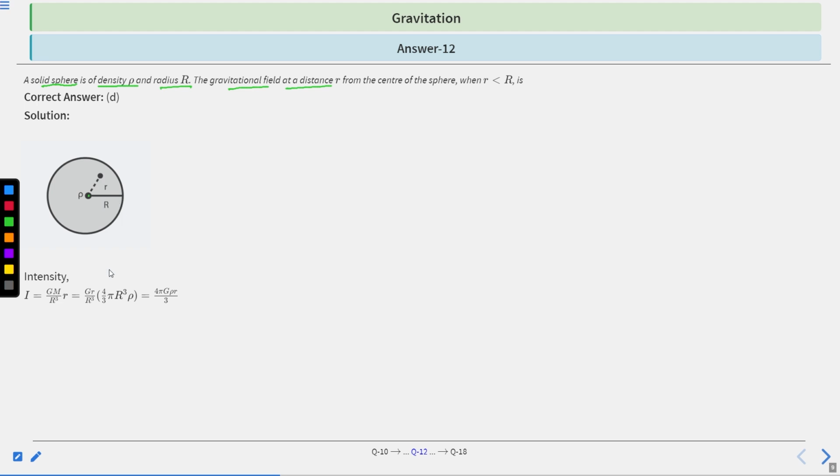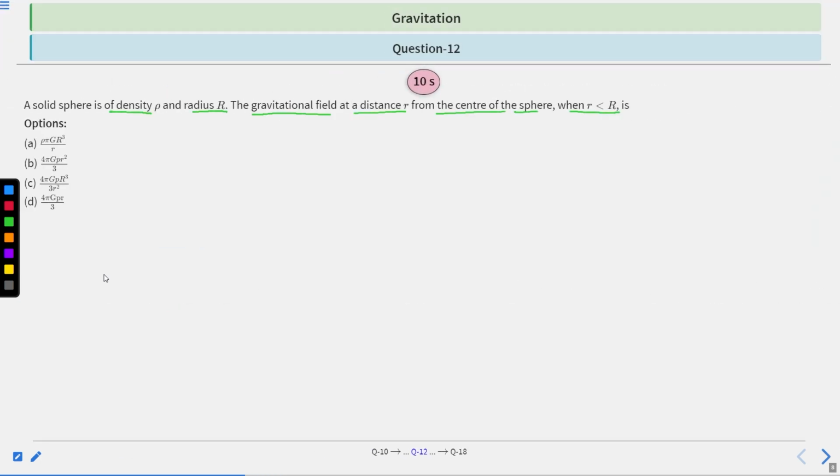Clear? So intensity I is equal to G M multiplied by r divided by R cube. And putting the value in this formula, you will get intensity equal to G r divided by R cube multiplied by 4 by 3 pi R cube rho. After solving, you will get 4 pi G rho r divided by 3. Clear? So this is the intensity. This question is based only on the formula. So option D is correct. Clear?